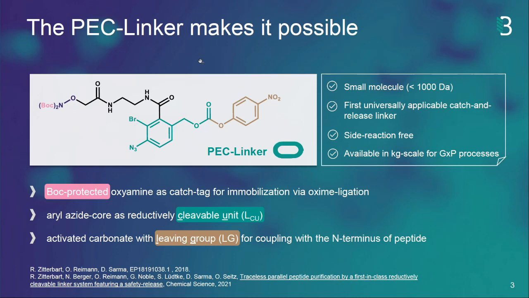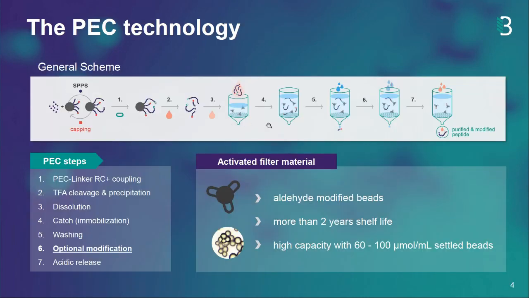Now I will introduce you to the way it works. First, I will give a brief overview, and then on the next slide I will show some more details of the procedure. So the technology is used for the purification of chemically synthesized peptides by SPPS. And then in step 1, or actually the last step of the SPPS, the PEC linker, which is shown here as green circle, is coupled onto the full-length peptide before the peptide is released from the solid support in step 2 by TFA cleavage and precipitation, and also the side chains are deprotected in this step. Then in step 3, the actual purification starts.